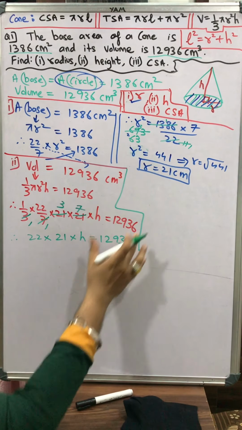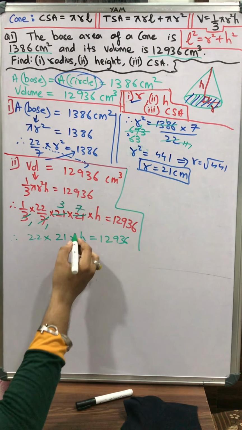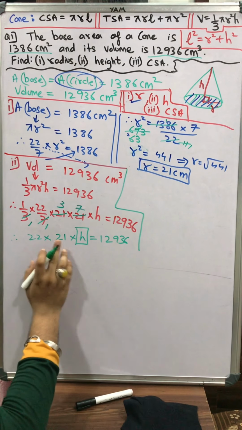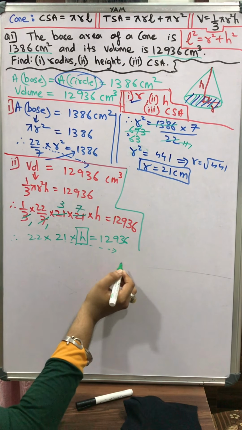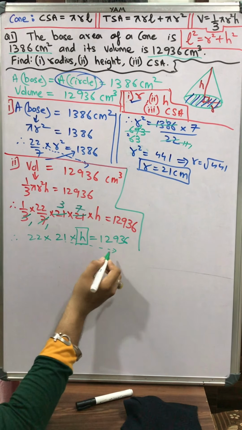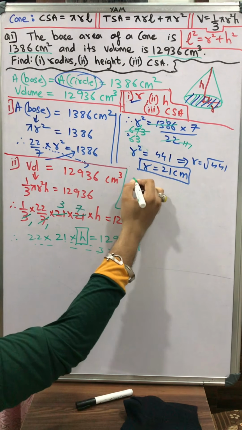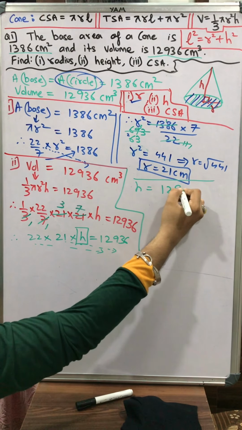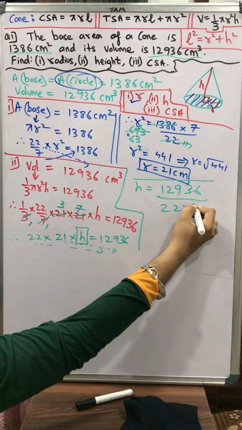Now I am continuing on this side, students, because I don't have space. That's the reason. Now listen here. I want to find the value of this h, so I'll keep this h as it is over here. This 21 I'll send down in the denominator of this 12936, and this 22 I'll send down in the denominator of 12936, both. Okay, so keeping only h over here, the right hand side is 12936 upon 22 multiplied by 21.